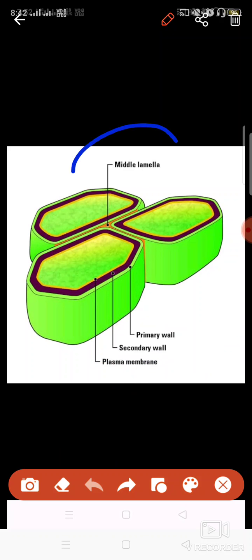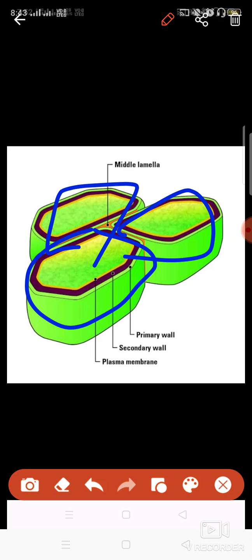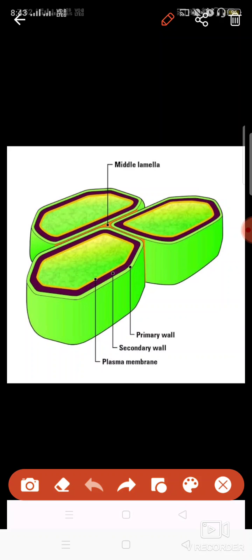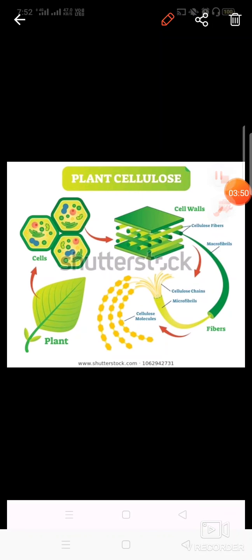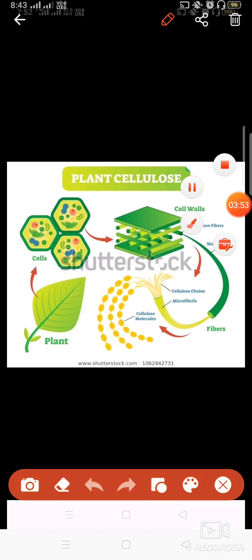Now you see there is one more structure present, which is known as the middle lamella. This middle lamella is basically a substance. It is also made up of pectin, and it holds two or more different cells together. These cells are joined together by a kind of substance, and this substance forms a layer. That layer is known as the middle lamella.